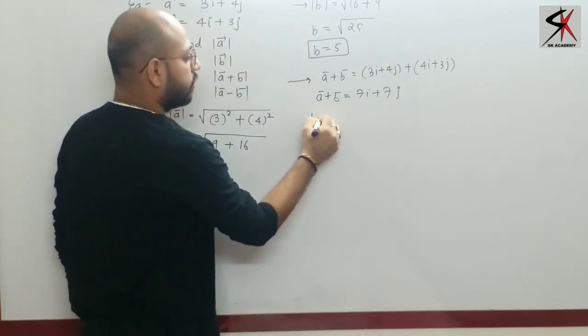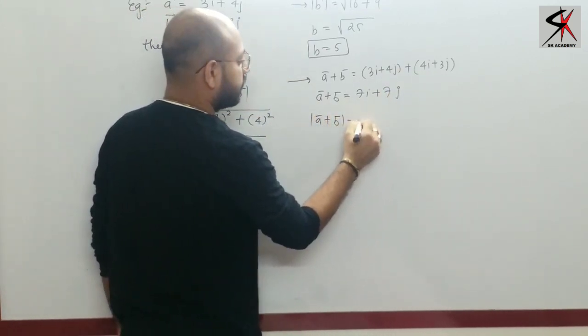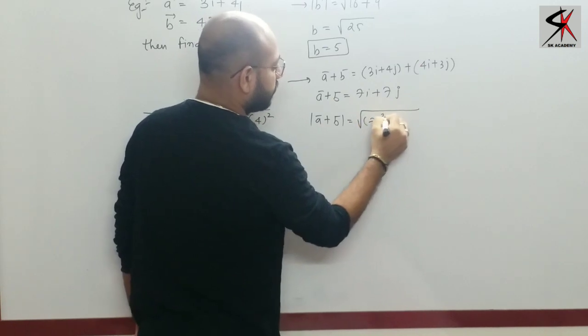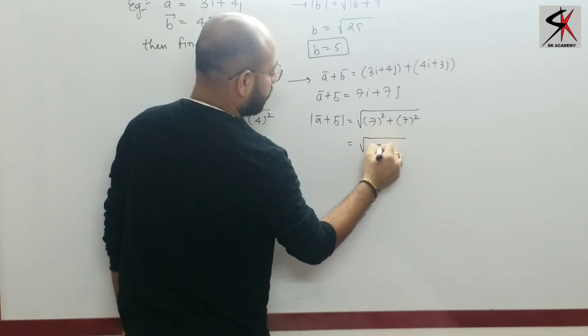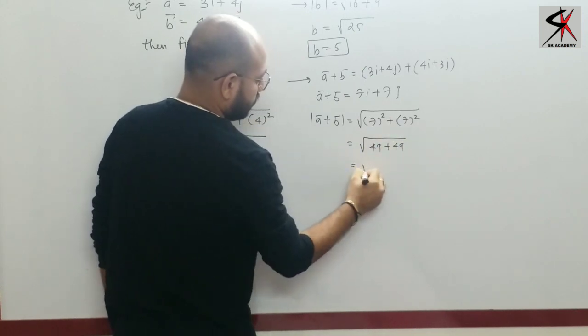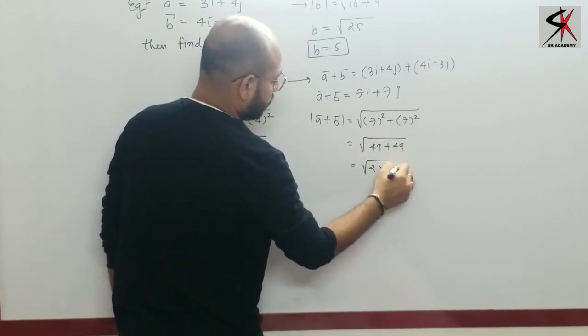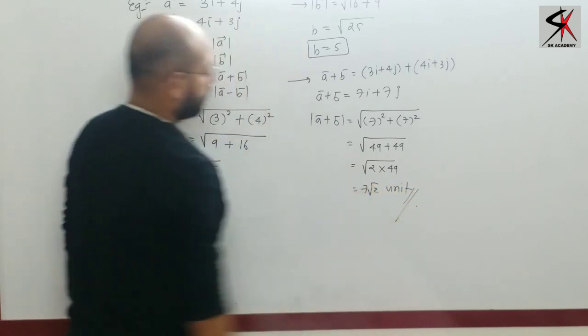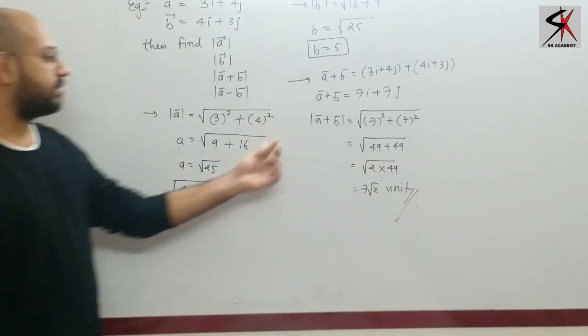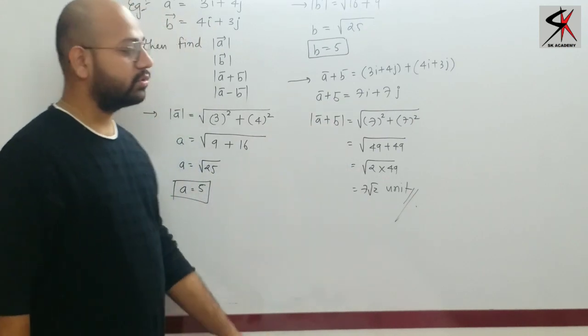Okay. Now mode of a bar plus b bar is equal to under root 7 square plus 7 square. So under root 49 plus 49. I can write 2 into 49. So 7 root 2 unit. Okay. So the mode of a bar plus b bar is 7 root 2.